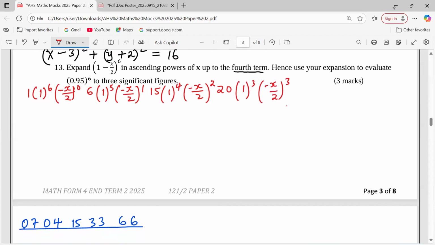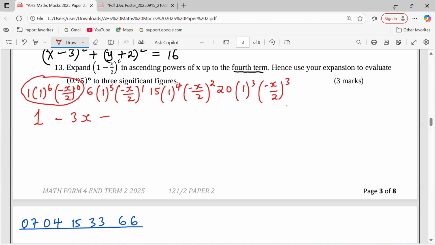Let's now carry out the real expansion. Anything power 0 is 1. 1 power anything remains the way it is. So 1 times 1 times 1. So in the first term, we shall have 1. Then we've said anything power 1 remains the way it is. 6 times 1 power 5 is just 1, and negative x over 2 power 1 remains the way it is. So 6 times half x becomes negative 3 times the value of x.